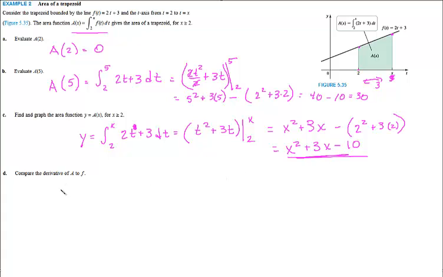In this next section, they want you to compare that derivative to your function at the beginning. So let's just find y prime. That would be 2x plus 3. I took the derivative of that generalized area formula and I got my function back, which was what they wanted me to see.